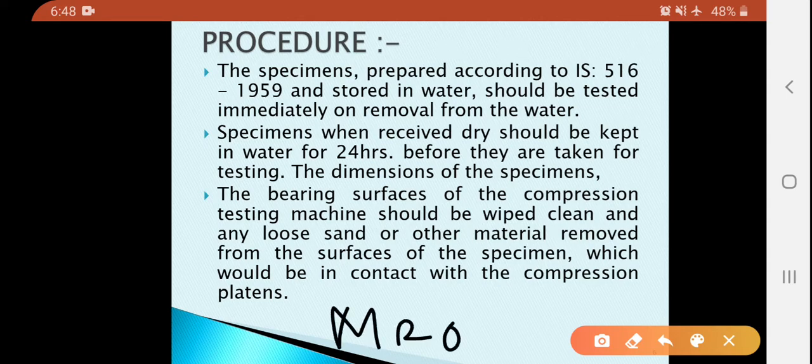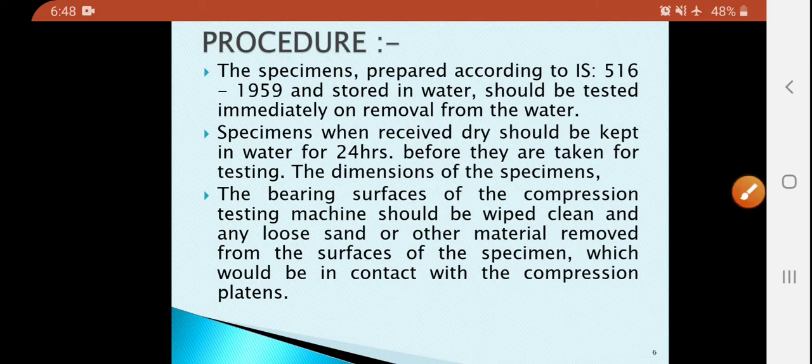So M20 is nothing but M is mix, 1 is to 1.5 is to 3. These are the cement, sand and aggregate, and 20 will be the compressive strength; I am just taking an example. If we are taking 1 kg of cement, 1.5 kg of sand should be taken and 3 kg of aggregates, nothing but coarse aggregate, should be taken. According to the code, we should take the water cement ratio.